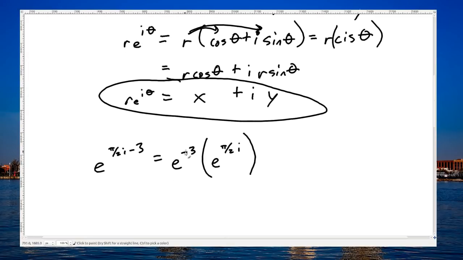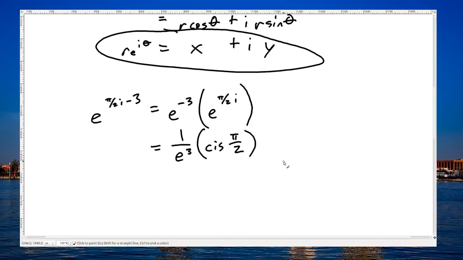And then what I can do is write this as just the real number 1 over e cubed. And then for e to the pi over 2 i, or e to the i pi over 2, same thing, I'm going to use this piece here. I'll write that as cis pi over 2, which is really just a middleman. I can expand that, and in fact I'll need to expand that to simplify it further. That's cosine of pi over 2 plus i sine of pi over 2.